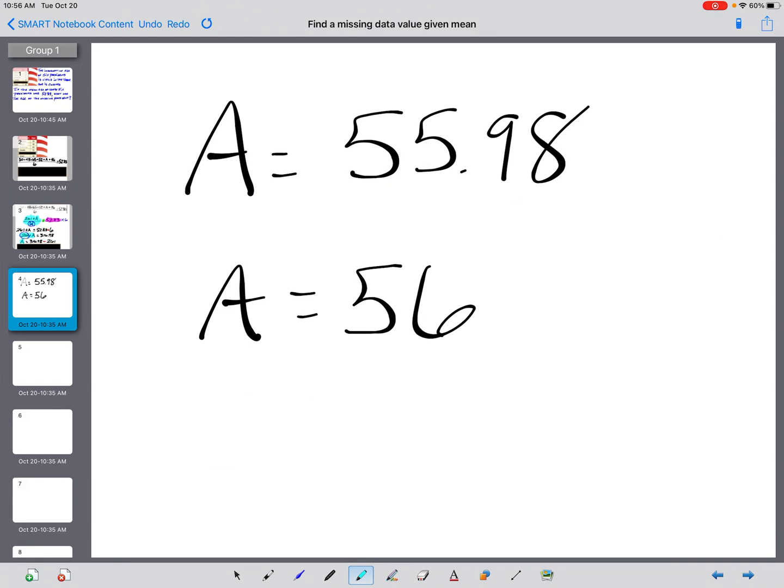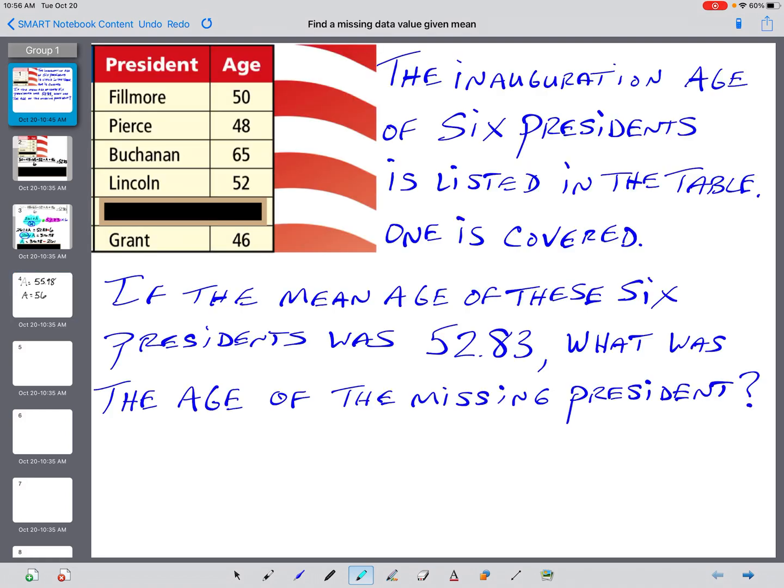Which we're going to round to 56 for the purposes of this exercise. And let's go into the table and see if we were correct. We were. That president was Lyndon B. Johnson. He was 56 years old when he was inaugurated.